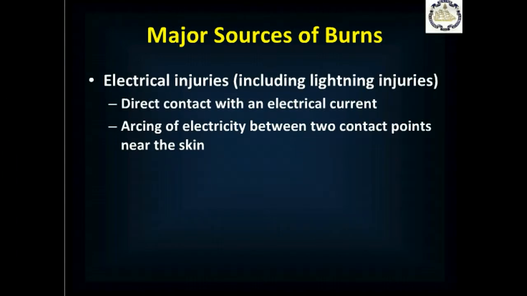Electrical injuries, and we'll include lightning injuries with this, occur in 2 ways. There can be direct contact with an electrical current, so current flows through the individual from a voltage source to a ground, or there can be arcing of electricity between 2 contact points near the skin, and there tends to be a bit more of a thermal type injury, although there can be an electrical current injury component to that as well.